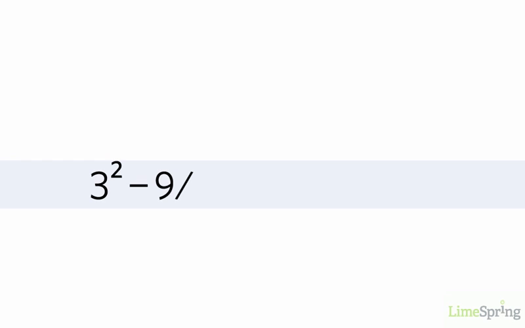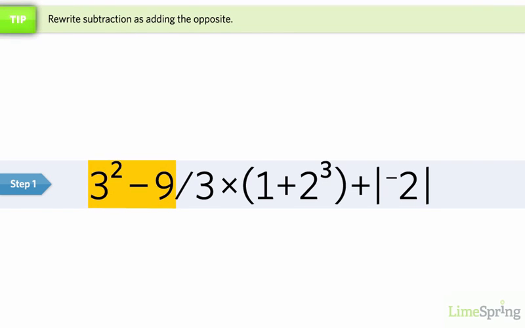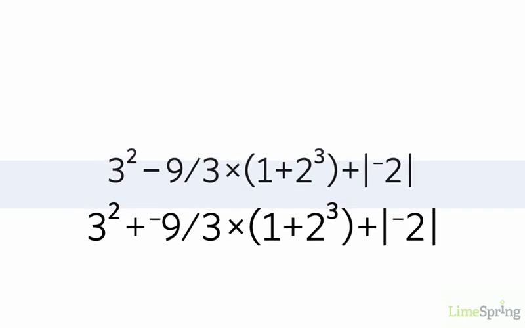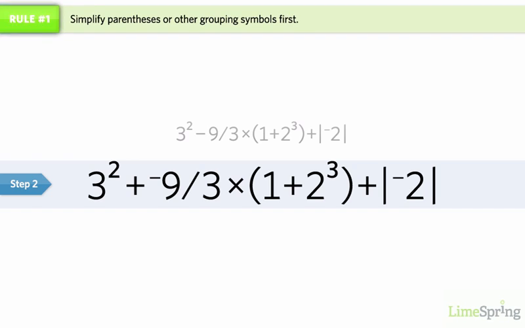Now let's crank it up a notch and try this problem. 3 squared minus 9 divided by 3 times the quantity of 1 plus 2 cubed plus the absolute value of -2. First, we rewrite subtraction as adding the opposite to get 3 squared plus -9 divided by 3 times the quantity of 1 plus 2 cubed plus the absolute value of -2. Now we follow the order of operations, which tells us to simplify the inside of the parentheses first.